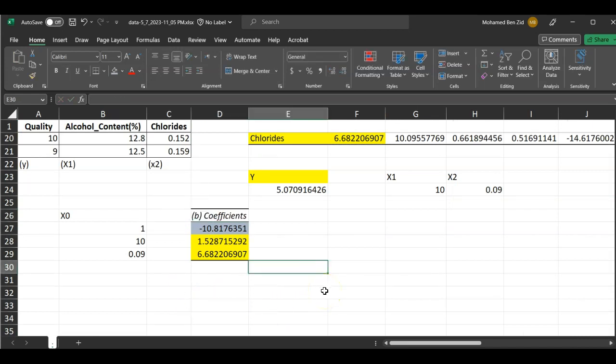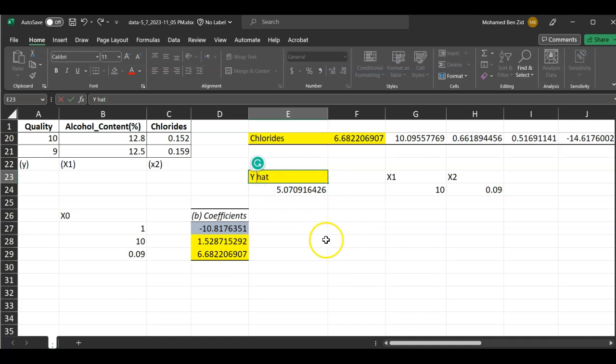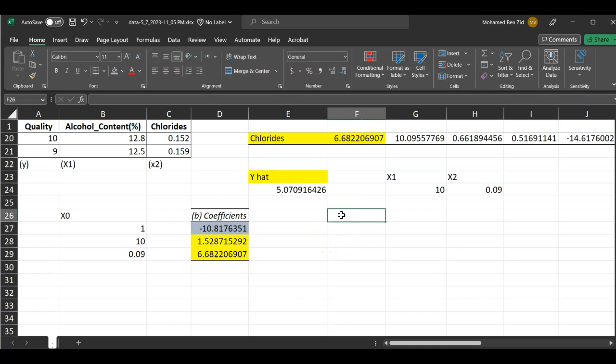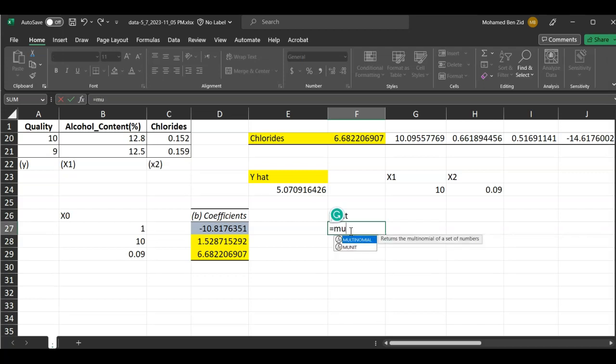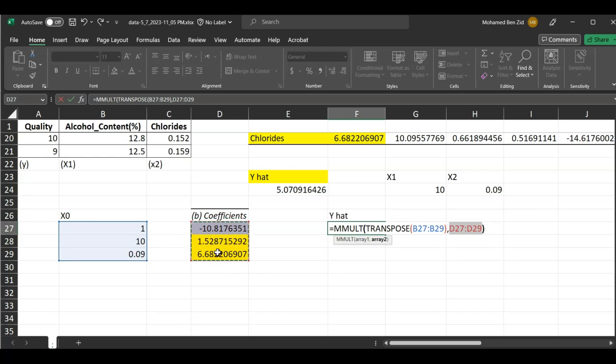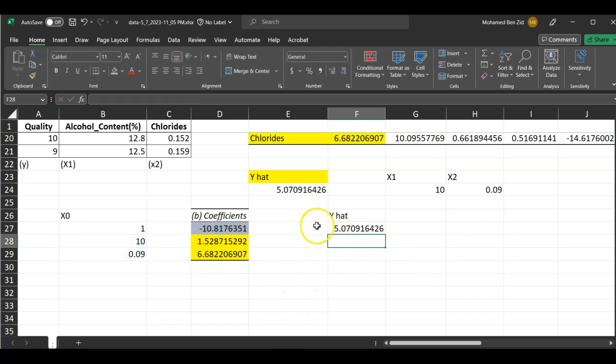All right, now if you want to calculate the y hat, which we calculated earlier, that's the y hat estimate. The way to do it is multiplying two matrices or two vectors, and the function we're going to use is MMULT, multiplication of matrices. And we're going to use the transpose function of x0, which is this one, and close it. Then we're going to multiply it by the coefficient b, which is this one. And you notice here, this is a faster way to get the y hat, right? So that's how you calculate the y hat.